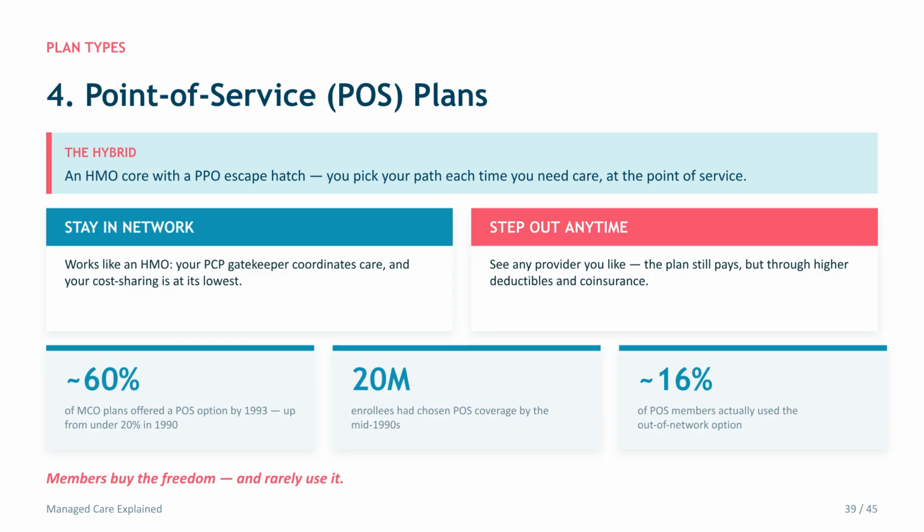Point-of-service plans, or POS, serve as a hybrid. They maintain an HMO core where in-network care is most affordable, but they offer an escape hatch, allowing members to step out of network for a higher cost at the point of service.